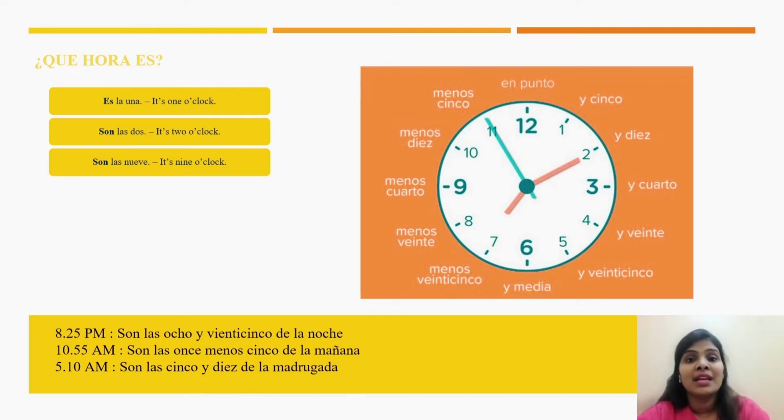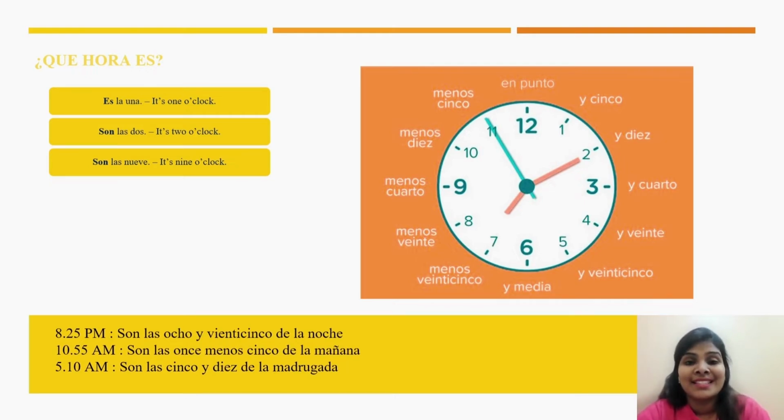In the same way, if you have to write 8:35, that would be 25 minutes to 9 and not 8:35. So bear in mind, as you can see here, this is all for y and this is all for menos, as shown already in the picture.